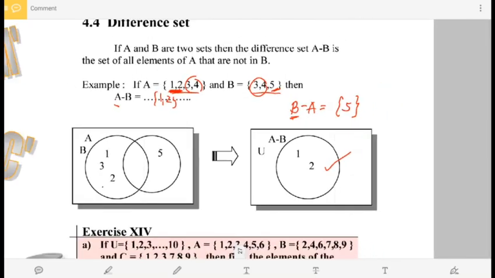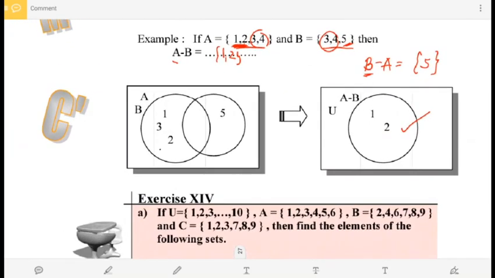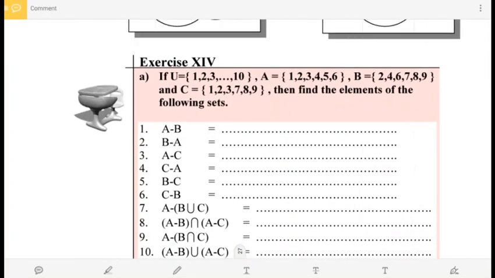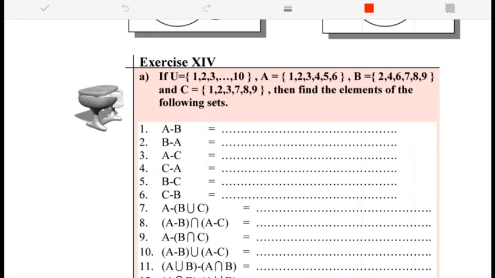I have an example here. Okay, this is now the exercises. For number 15, this is the last exercise. Exercise 15. The universal set is the set of 1 to 10, your A is the set of 1 to 6, and your B is 2, 4, 6, 7, 8, and 9. And your C is the set of 1, 2, 3, 7, 8, and 9. Then find the following sets. So A minus B.